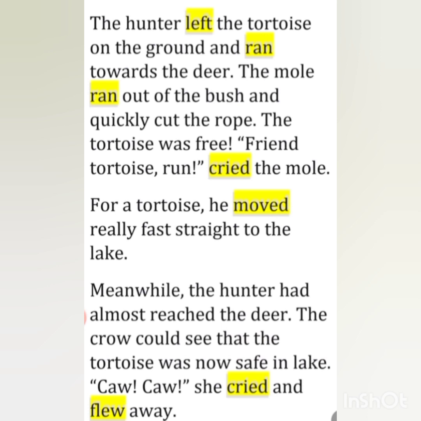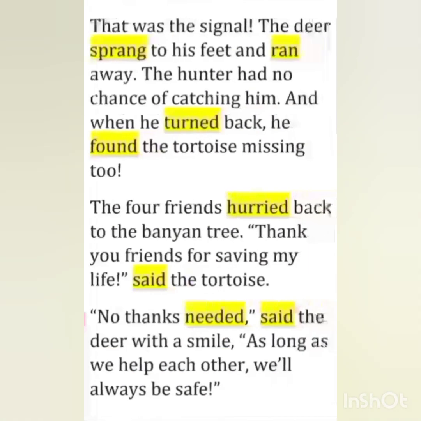Meanwhile, the hunter had almost reached the deer. The crow could see that the tortoise was now safe in the lake. Caw, caw, she cried and flew away. That was the signal. The deer sprang to his feet and ran away. The hunter had no chance of catching him, and when he turned back, he found the tortoise was missing too. The four friends hurried back to the banana tree.